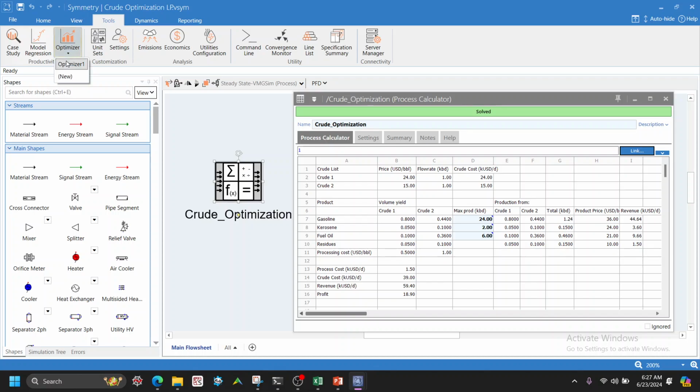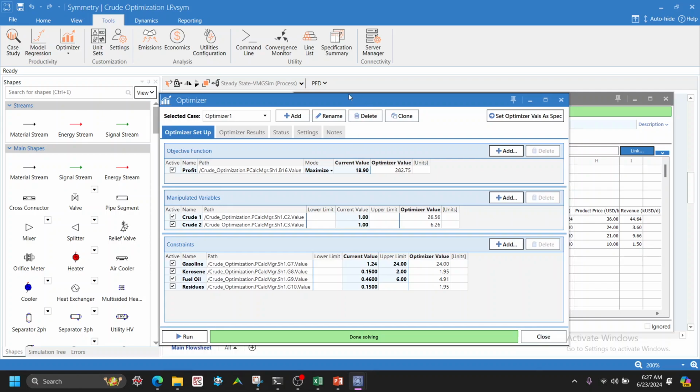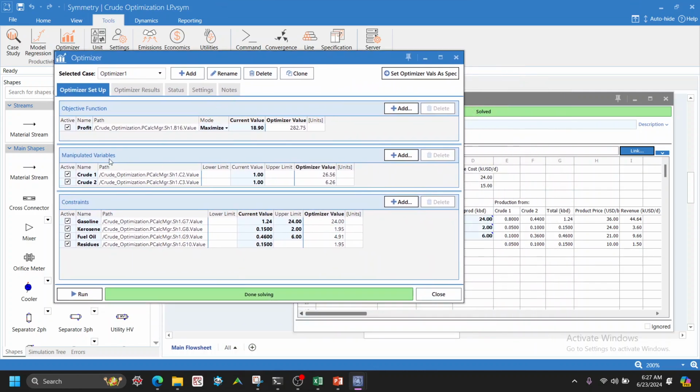So I preset this so that it's faster. Well, we know process simulation is not meant for this type of optimization, but I'm just really curious to see. So, maximizing the profit. What are the variables? Crude one and crude two.